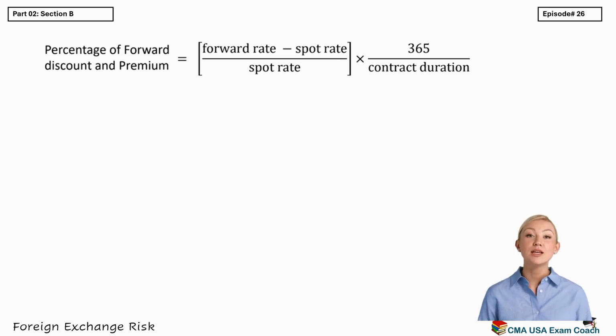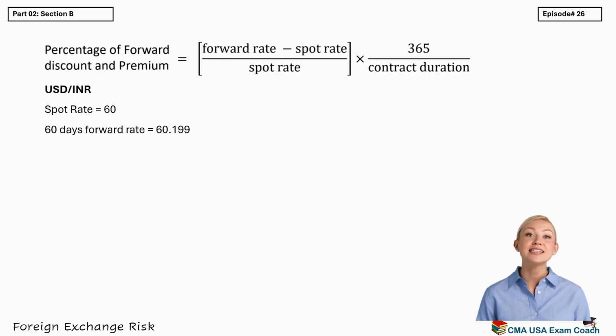Let's apply the formula with a simple example to see how the percentage of forward premium or discount is calculated. Suppose we have the currency pair USD/INR. The spot rate is 60, meaning $1 equals 60 Indian rupees right now. The forward rate for 60 days is 60.199, meaning in 60 days, the agreed rate is 60.199 rupees per US dollar. Now, using the formula.